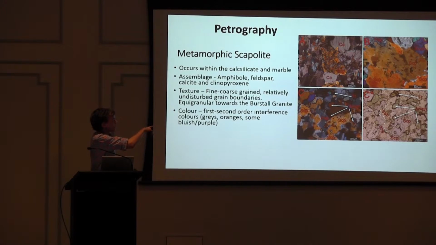feldspars. Image C and the other image C are actually sampled from the contact of the Burstal granite. So you see quite a distinct textural change between scapolite from the contact compared with scapolite away from the contact. A little bit about the textures, particularly in images A and B: we get this poikiloblastic texture, which we interpret as being a syncrystallization texture. Therefore, we associate these scapolites with metamorphism. Whereas in C, the reduction in grain size we interpret as contact metamorphism, as opposed to the other two, which would be more regional metamorphism.